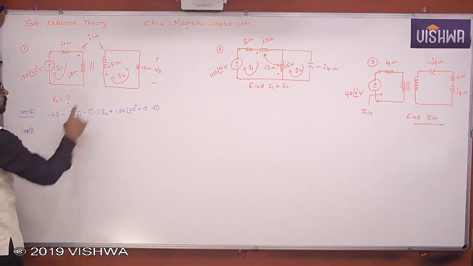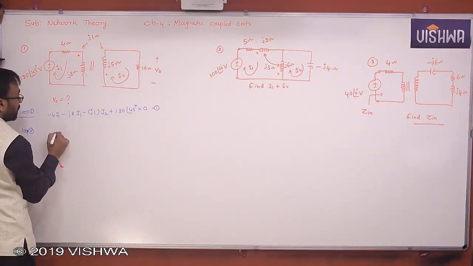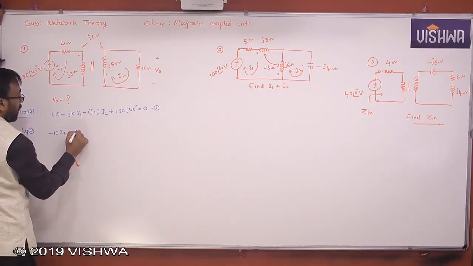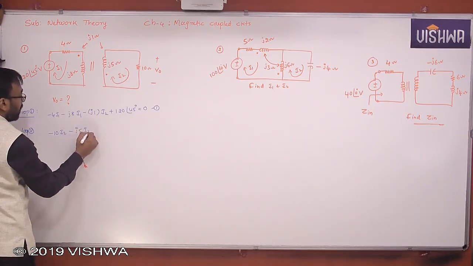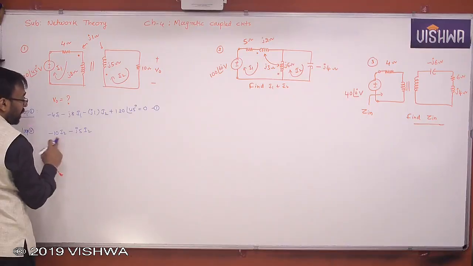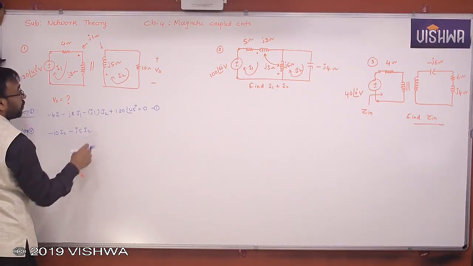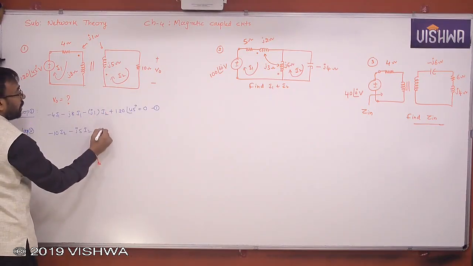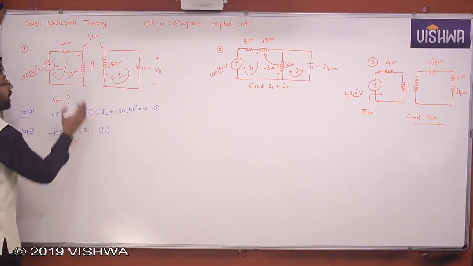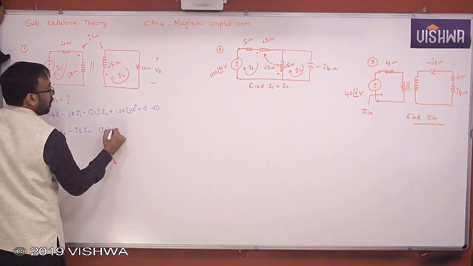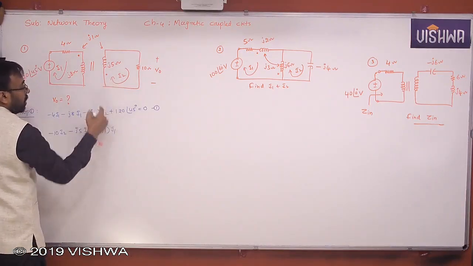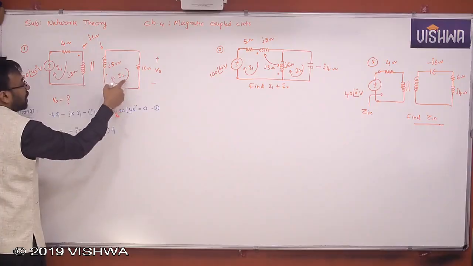Loop 2, when you take minus 10 I2 minus J5 I2, this is self. Self always I am taking voltage drop negative, that's it. But what is the mutual here? J1 into current flowing through the other coil, I1. I1 is entering, I2 is also entering, therefore minus.